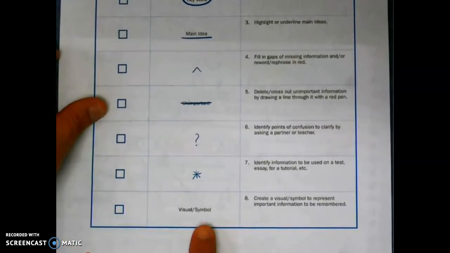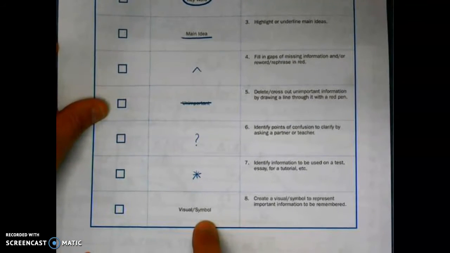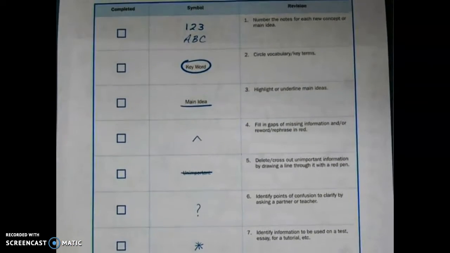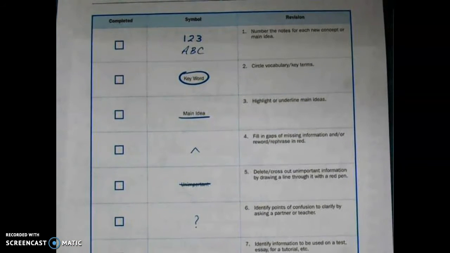And the last thing you can do is you can always draw pictures, put a picture in there that will help you understand. So at any time you need to review this checklist, just go back to the beginning of this video and take a look at it.